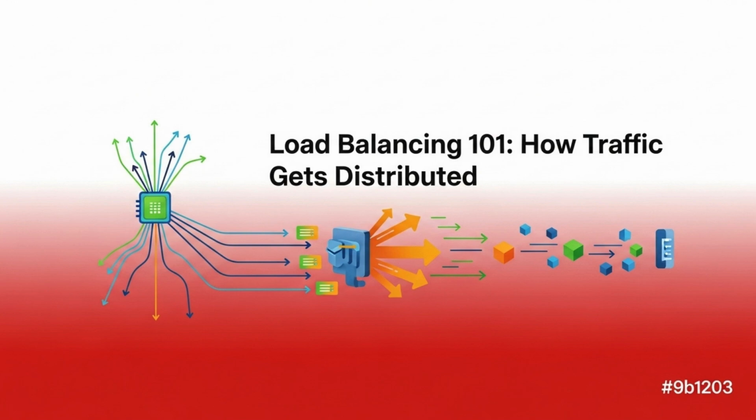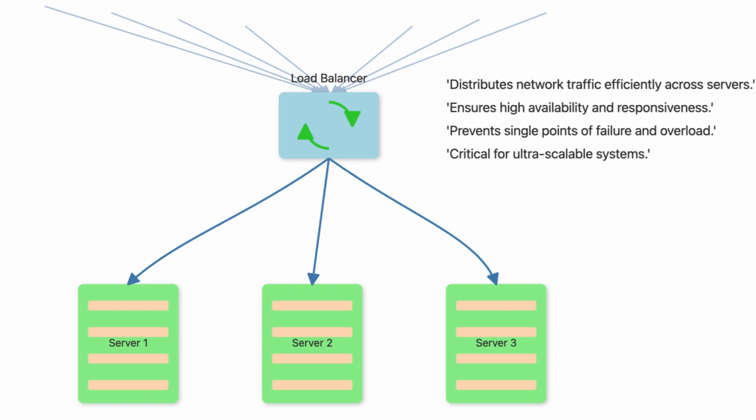Ever wondered how your favorite online services handle millions of users without skipping a beat? It's not magic. It's often the unsung hero called load balancing. In essence, a load balancer acts like a digital traffic cop, sitting in front of your servers and intelligently distributing incoming network traffic across multiple back-end machines.